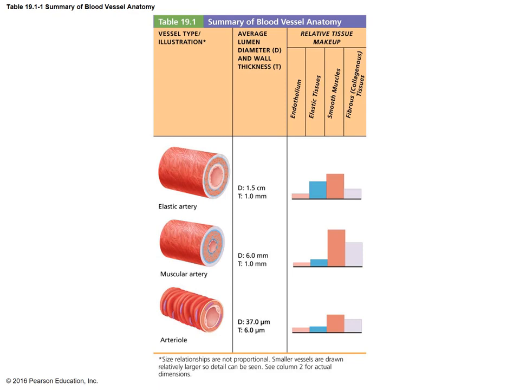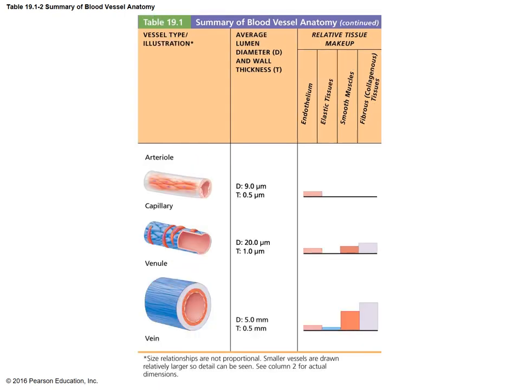With arteries, this table is just kind of a visual diagram showing we have different types of arteries, elastic arteries, muscular arteries, the arterioles, and it's comparing the different layers. And then the comparison continues between the capillary, the venule, and then the veins.